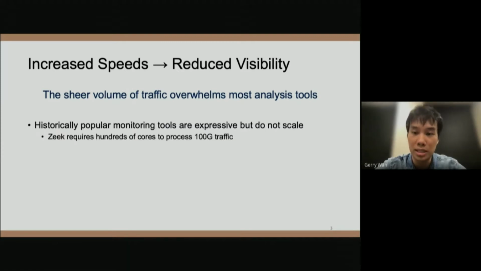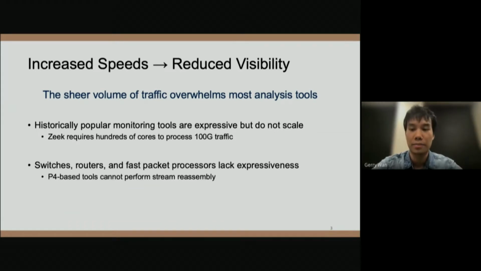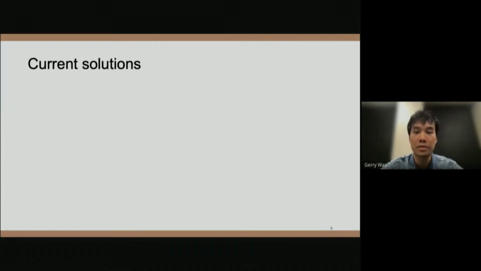Popular tools like Zeek, formerly known as Bro, and other network monitors are fantastic tools with expressive interfaces that have worked well in the past, but unfortunately don't scale well to today's high-speed environments. On the other hand, high-speed switches, routers, and packet processors lack the expressiveness needed to answer arbitrary questions about network traffic. Because of this, people still struggle with analyzing network traffic at 100 gig line rates.